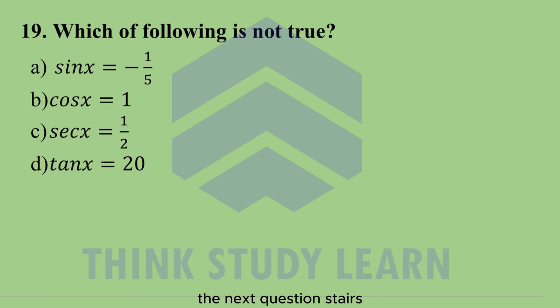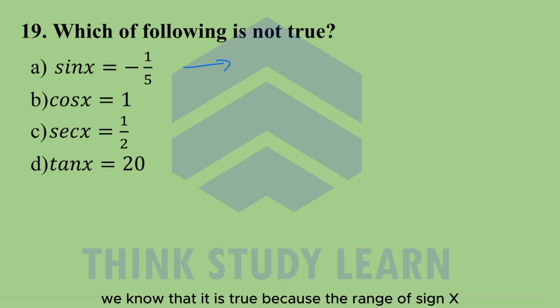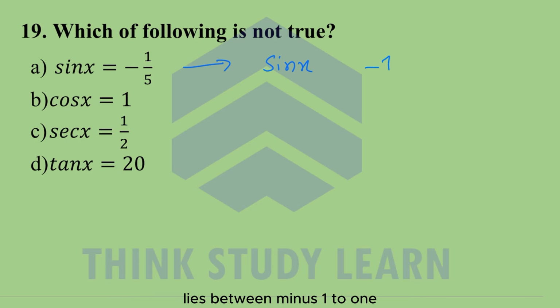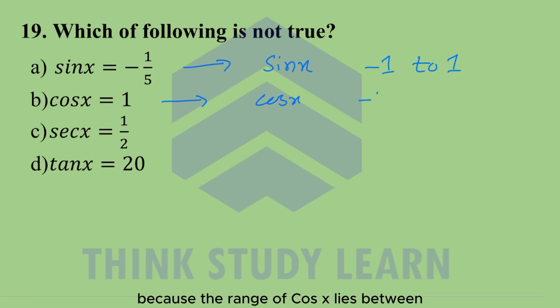The next question states which of the following options is not true. So looking on to the options here, sin x is equal to minus 1 over 5. We know that it is true because the range of sin x lies between minus 1 to 1. Cos x is equal to 1. This is also true because the range of cos x lies, similarly to sin x, between minus 1 to 1.